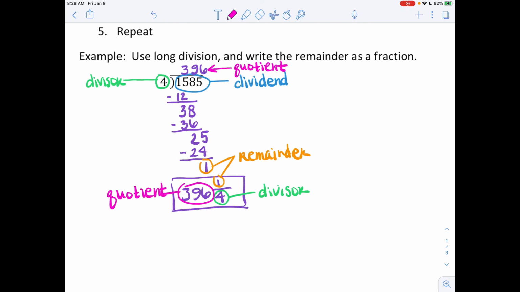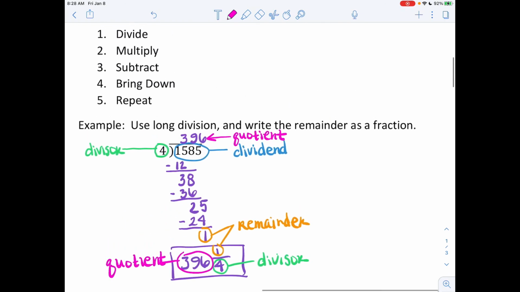So we want to keep these steps in mind and these vocabulary terms in mind as we get into our Algebra 2 content, which is dividing polynomials instead of just numbers.